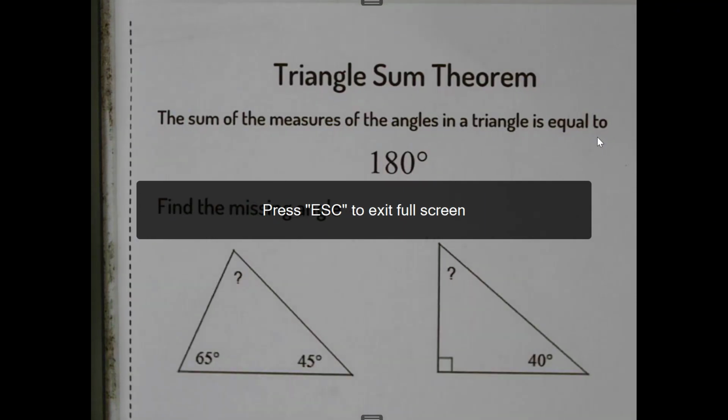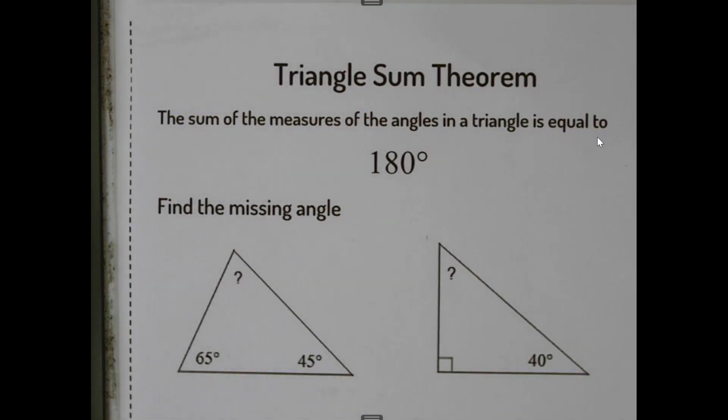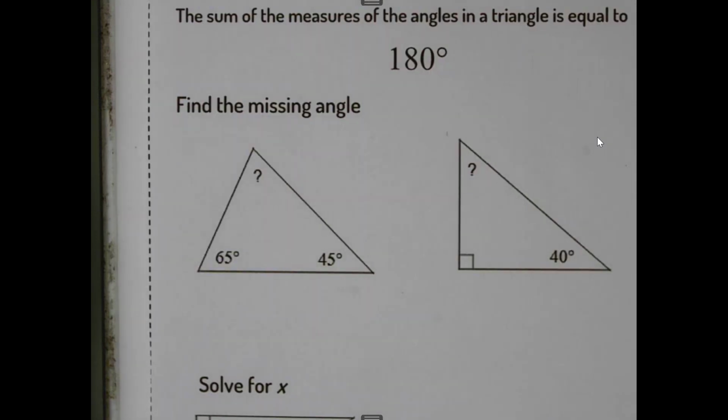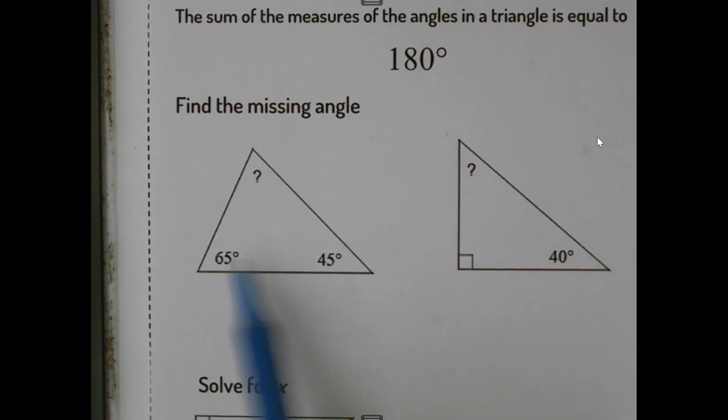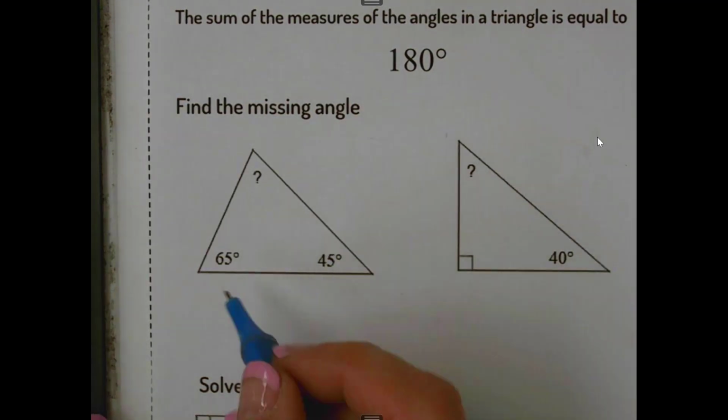Well, first of all, after doing the Desmos student activity, you probably realized that the sum of the angles in any triangle is equal to 180 degrees. And so we're going to use that theorem to be able to solve for missing angles. Sometimes they just give you values, like you see in the first triangle here. Two of the angles are given and one angle is missing. So all of these three added up should equal 180 degrees. So let's set up an equation.